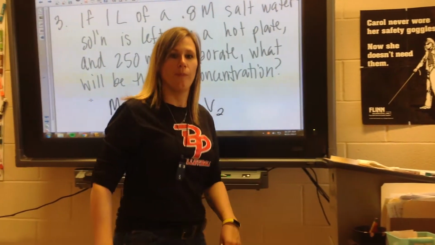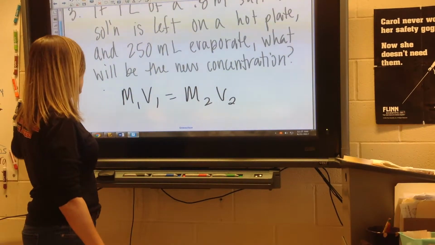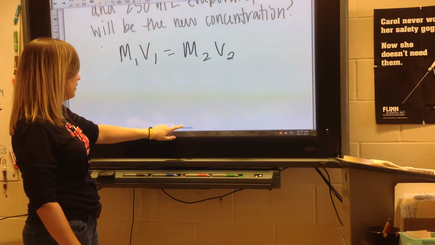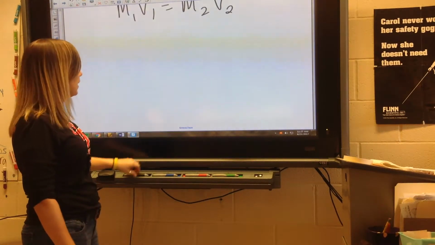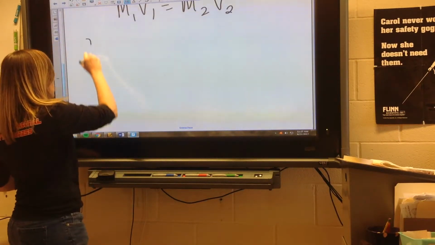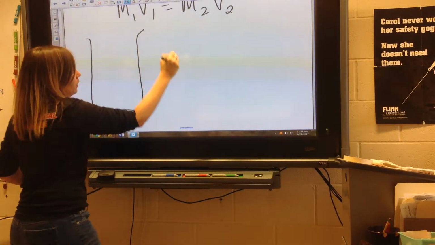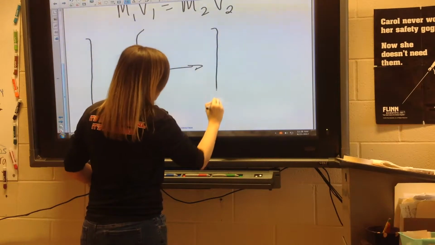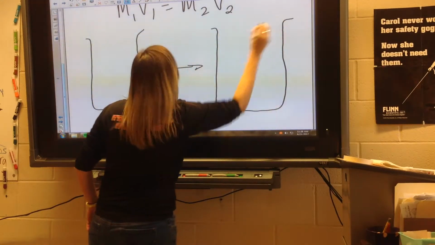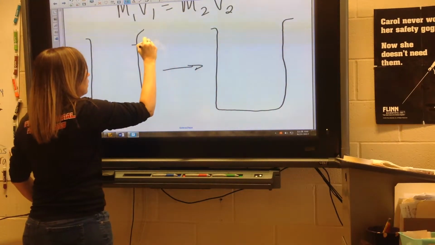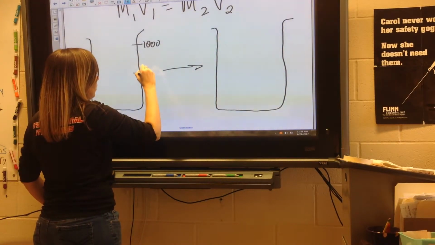All right, guys, let's take a look at this. This is going to be your visual of the day. I'm going to have a beaker before and after. Here's my 1 liter beaker before. Here's my 1 liter beaker after. This is 1,000. This is 500.